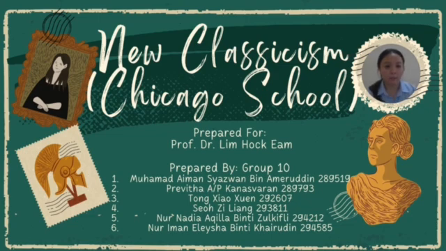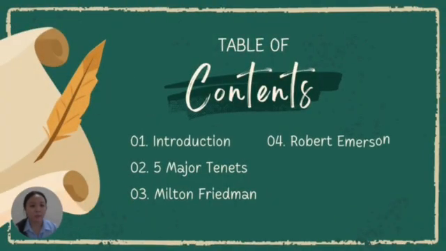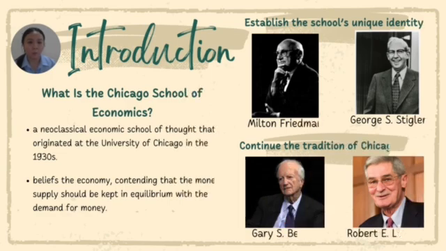Today, we will discuss the New Classical or the Chicago School and 5 major questions and contributions of Milton Friedman, Robert Lucas, and Gary S. Becker in developing the ideas of the school. There are 6 parts in our discussion. The first part is the introduction, and we continue with 5 major tenets, Milton Friedman, Robert Emerson Lucas, Gary S. Becker, and conclusion. Introduction. What is the Chicago School of Economics?